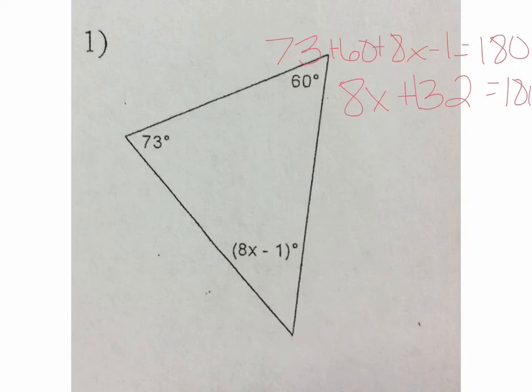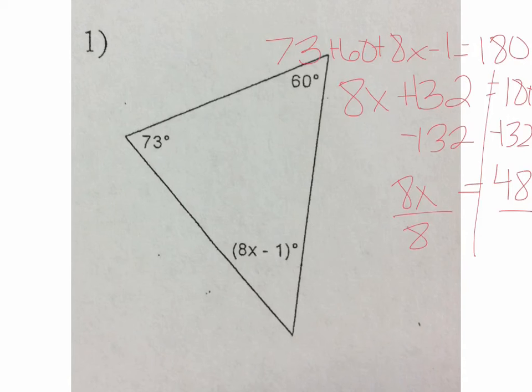equals 180. Subtract 132. So 8x equals 48. Divide by 8. We get x equals 6. Okay, and you could always plug that back in and make sure that all three of those angles add up to 180. Just make sure you take the time to really think about, is it adding up to 90?